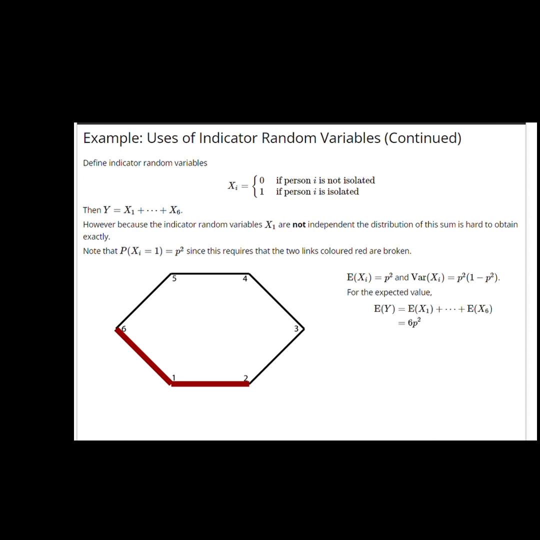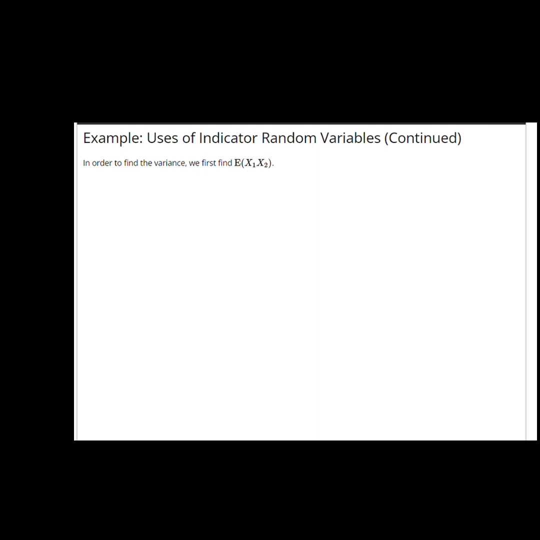This means, at the outset, that the expected value of Y is easy to obtain. It's E of X1 plus E of X2 up to E of X6. In other words, it's 6 times p squared. It's important to note here that the expected value of a sum is the sum of the expected values, whether or not the random variables are dependent. However, if we want the variance of Y, we need the variance of a sum. This requires the covariances between terms like Xi, Xj.